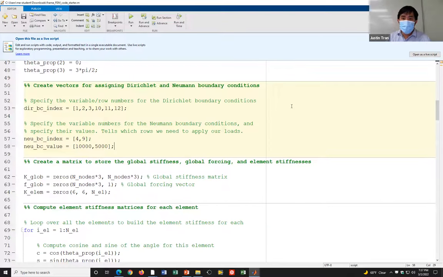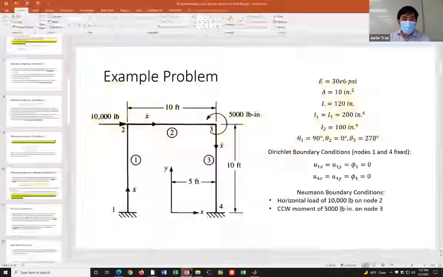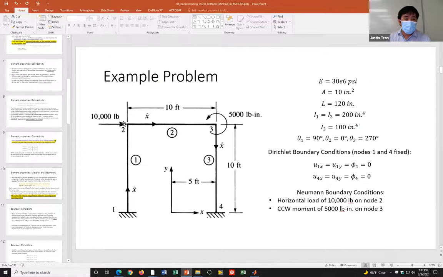Yes, you do care about positive or negative. And so if this was a negative going in the opposite direction, this would be a minus 10,000. And similarly, if this was a clockwise moment, this would be a minus 5,000.